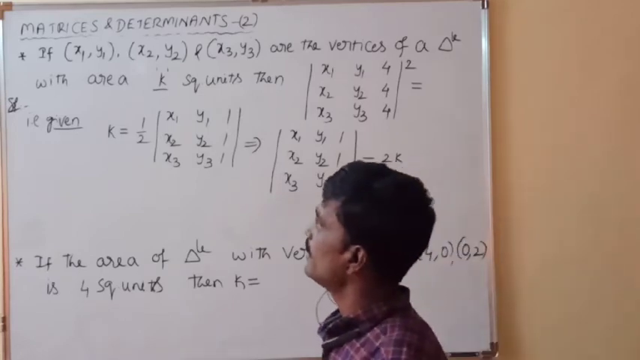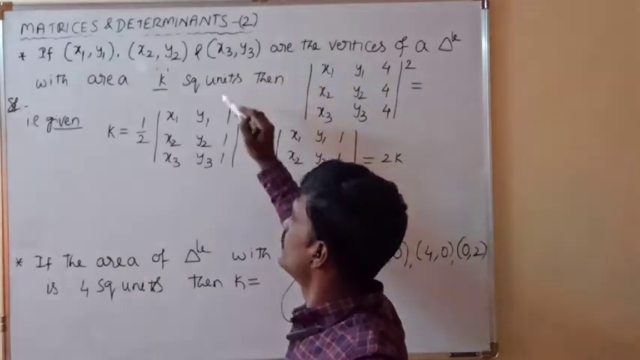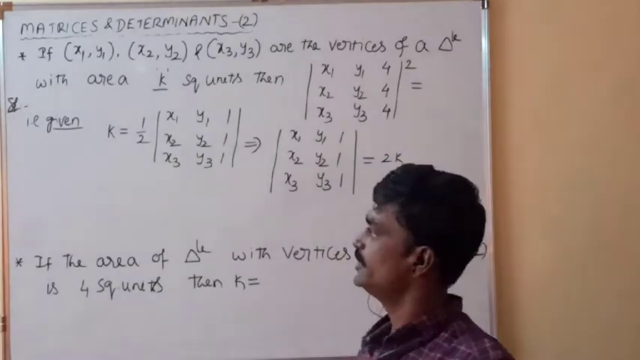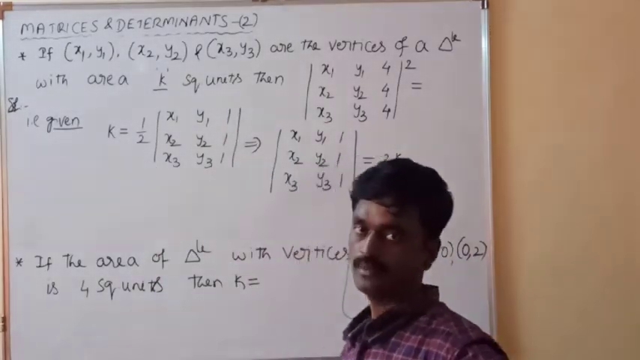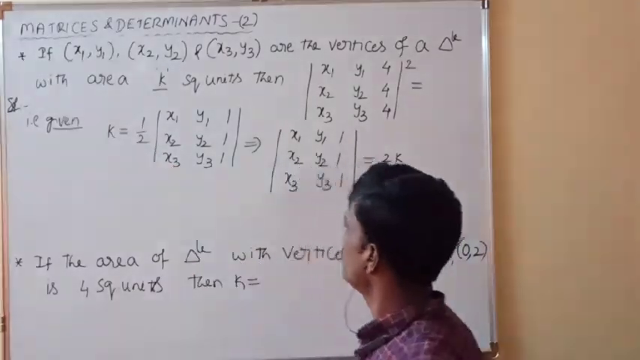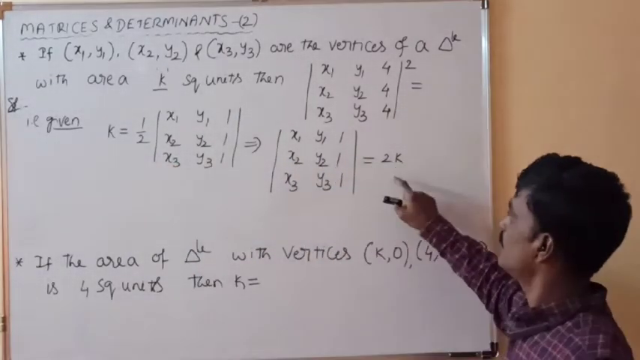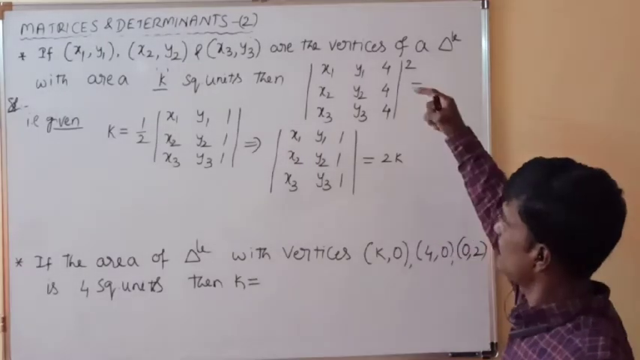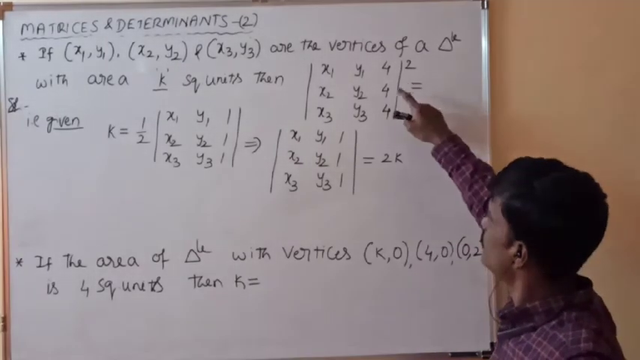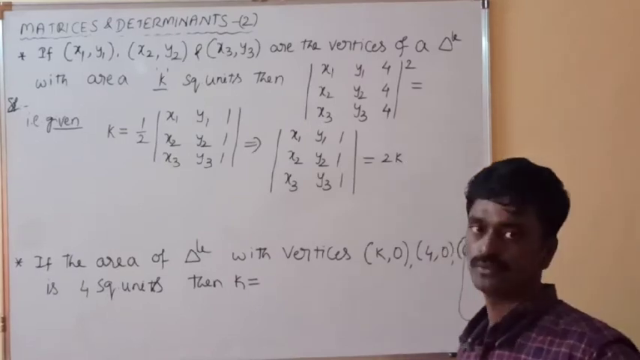So we know that the area of the triangle formed by the given three vertices is half into the determinant of this, but according to the question it is equal to k. So if you cross multiply by 2, the value of this determinant is equal to 2k. Now using this, you have to find the square of this determinant in terms of k.